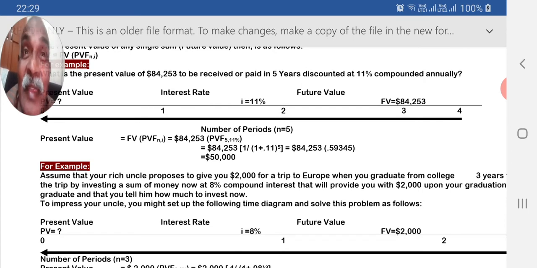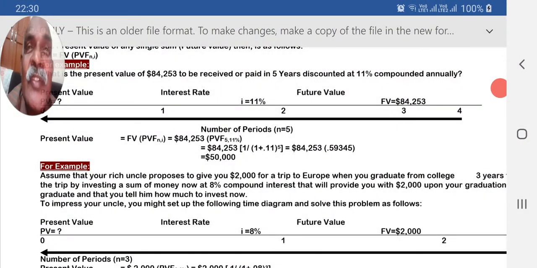It means if you will receive 84,253 rupees after 5 years, with a discounting rate of return of 11%, then you will invest 50,000. Then only after 5 years at the rate of 11% will the bank give you, or you will receive, 84,253. So now it is clear to you how you calculate future value and how you calculate present value.